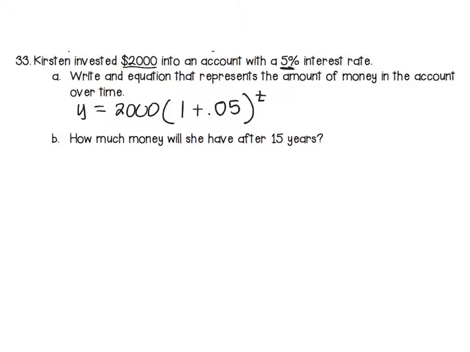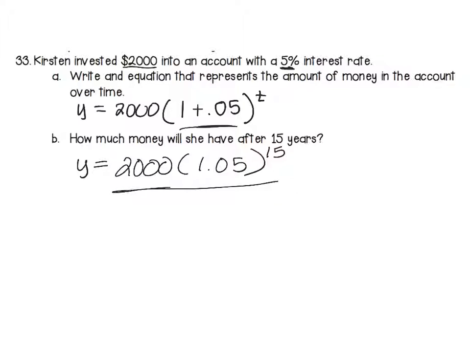For part B, it asks how much money will she have after 15 years. I'll take y equals 2,000 times 1.05, because I added that up there, and it'll be to the 15th power, because that's how many years. I then will plug this all into my calculator to get the amount after 15 years to be 4,157.86.